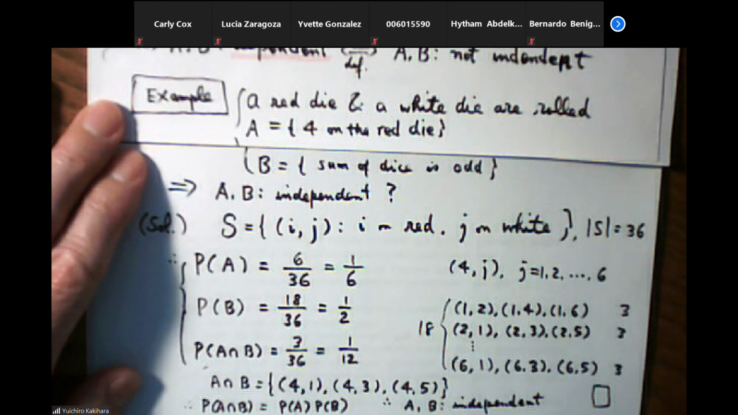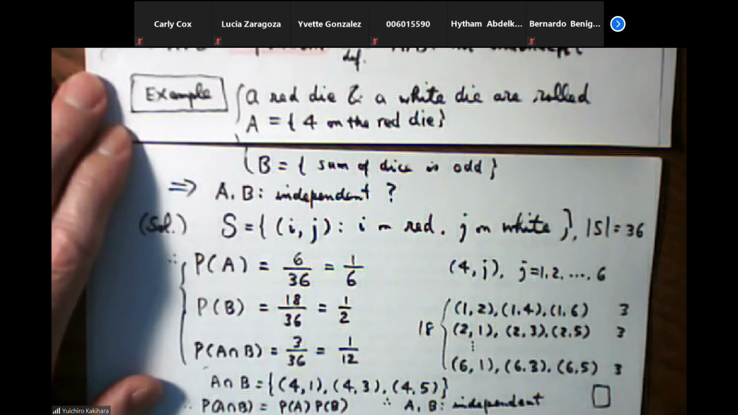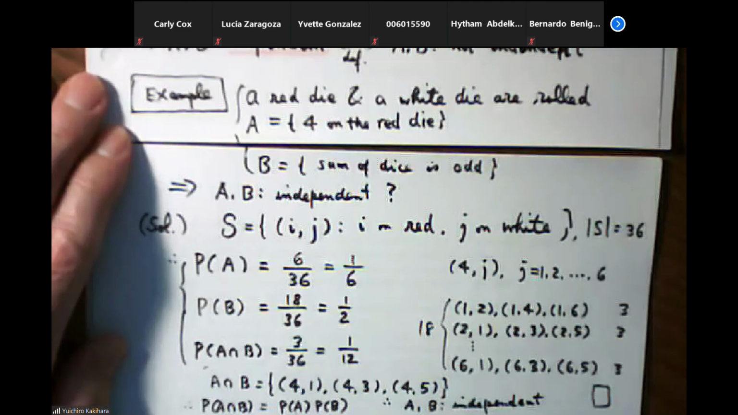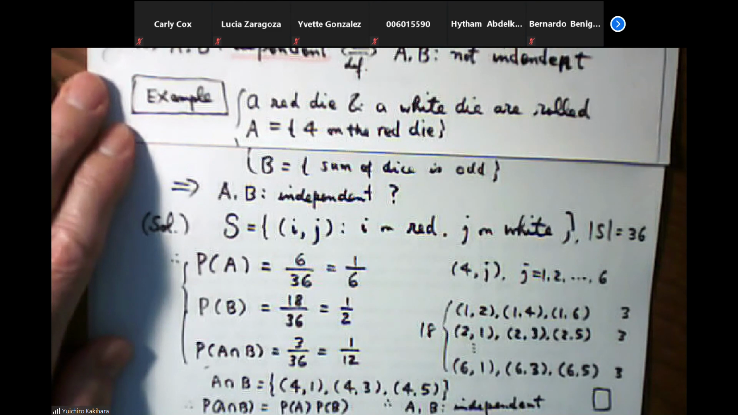Almost time. Do you have questions? This is how we verify whether two events are independent or not. Just calculate each event's probability and also the intersection probability, then see whether the product is equal to the intersection probability or not. And then we can say. Any question?